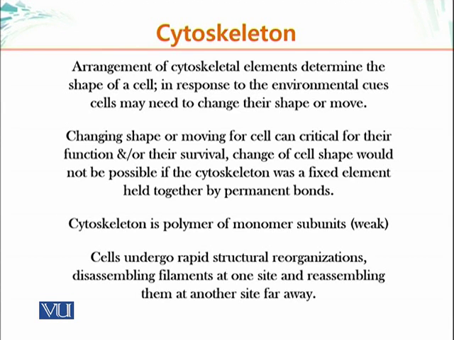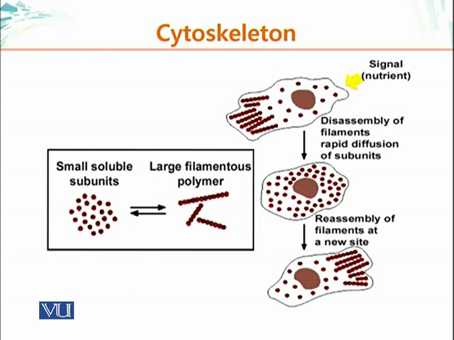Let me show you graphically what I have just said. Here, for example, we have a cell. It receives a signal that there is a nutrient, for example, present at this side. The cytoskeletal elements, which were present here in form of polymer, now they can disassemble. On the other side of the slide, you can see it's sort of a reversible reaction. The monomers can come together and form the polymers, and when needed, polymers can disassemble and form the monomers again. So first of all, the cell has to depolymerize its skeletal elements.